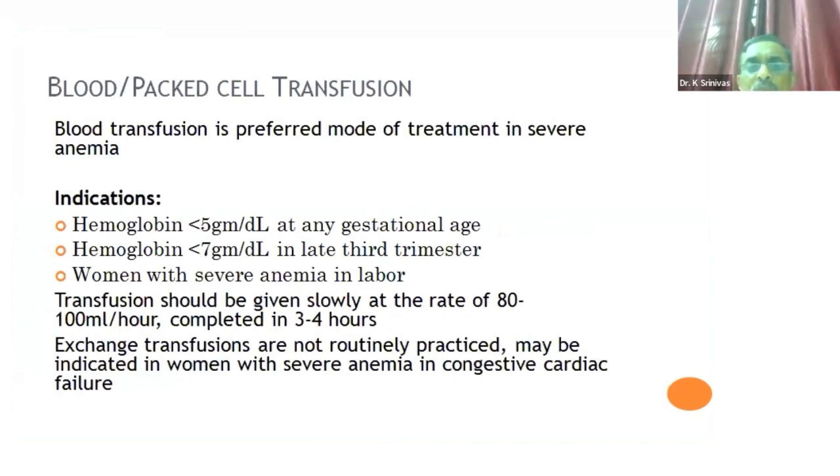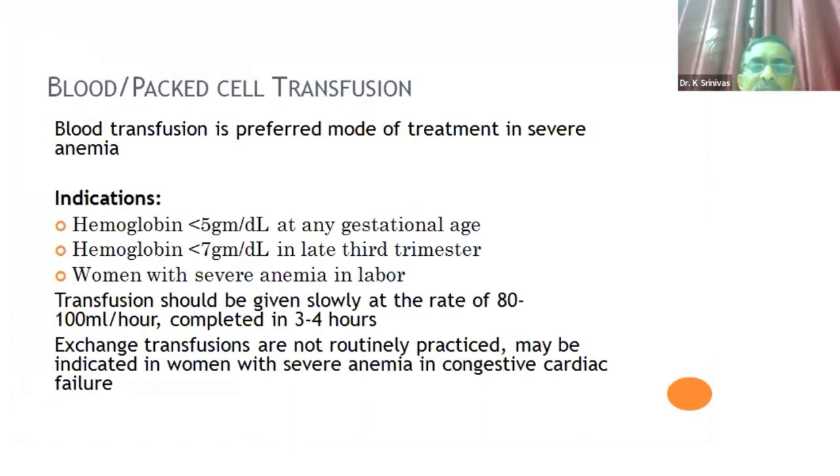Now coming to the third mode of treatment, that is blood transfusion, or I would prefer to call it packed cell transfusion. We don't give whole blood for anemic patients anymore. We give only packed cells, and that is the preferred mode for all severe anemias. Any trimester, if the patient comes with severe anemia, you have to give, right?